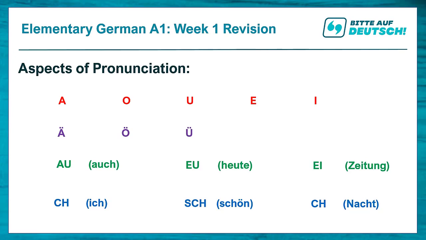And last but not least, we have CH again. This time, however, after a darker vowel like A, O, or U, you will pronounce it further in the back of your throat. It needs to be a little bit scratchy. An example we have been studying for this type of consonant combination would be Nacht.